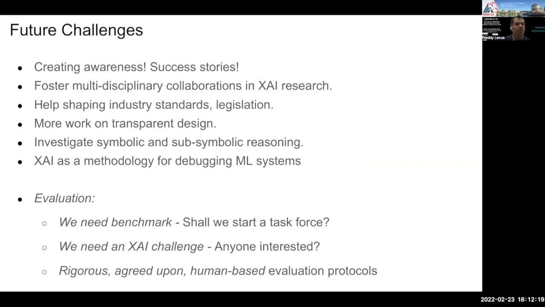More work on transparent design. Investigate symbolic and sub-symbolic reasoning. Anything along the lines of neurosymbolic reasoning, it's a pretty interesting area where explanation could have a huge impact. XAI is a methodology for debugging ML systems. I think we are there already.